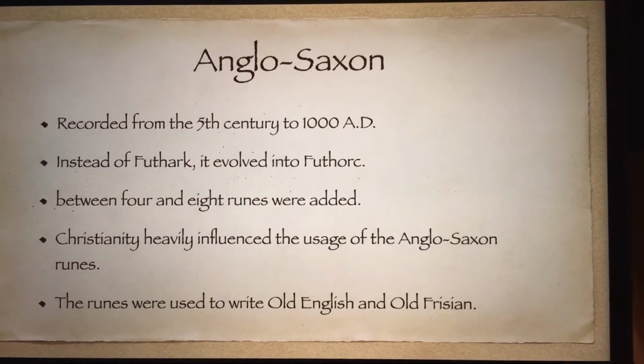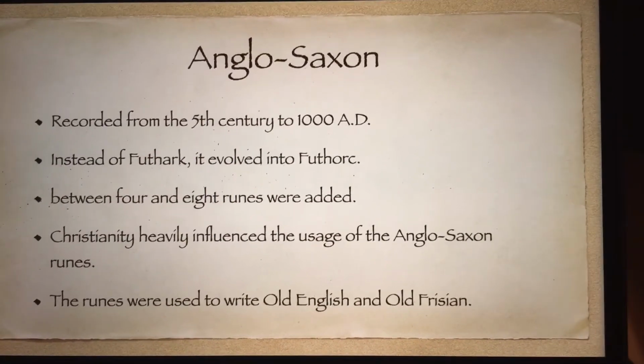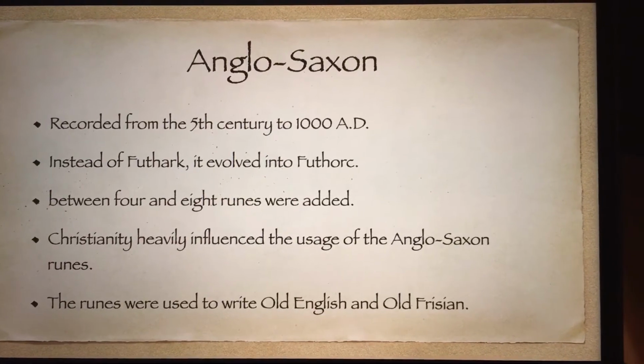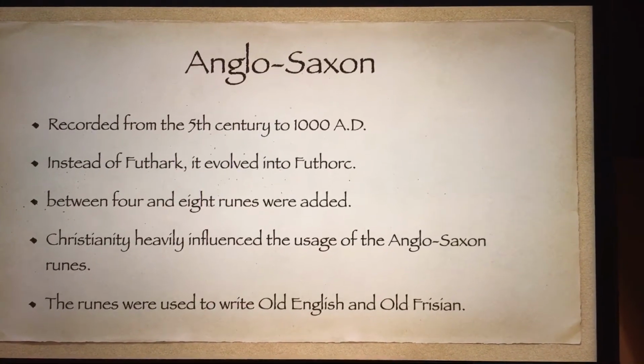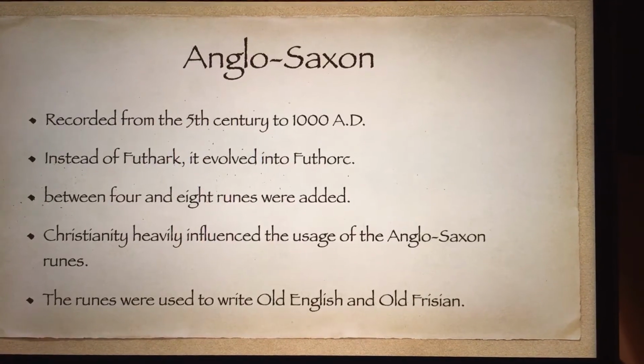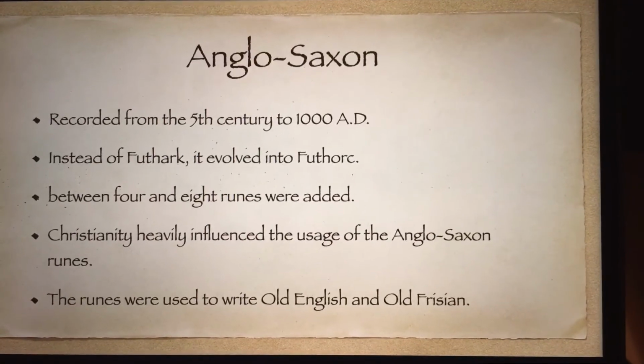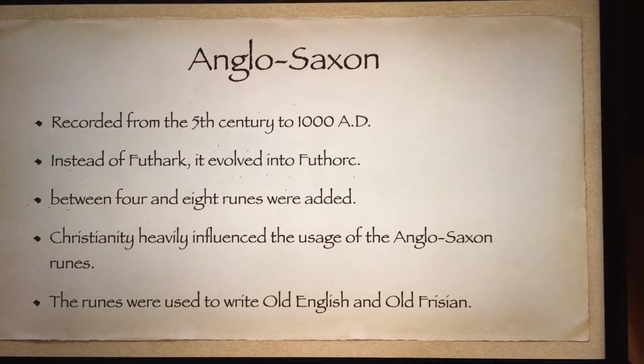The Anglo-Saxon runes were recorded from the 5th century to 1000 AD. Instead of Futhark, it evolved into what is called Futhorc. Between 4 and 8 runes were added instead of taken away like in the Younger Futhark. In some cases, a maximum of 33 runes were added.